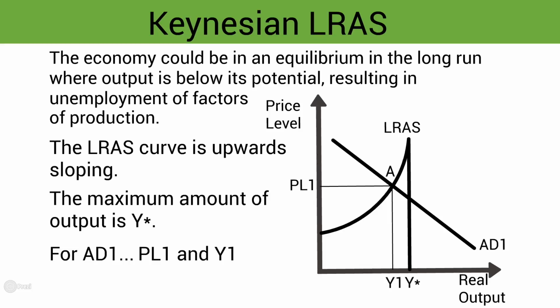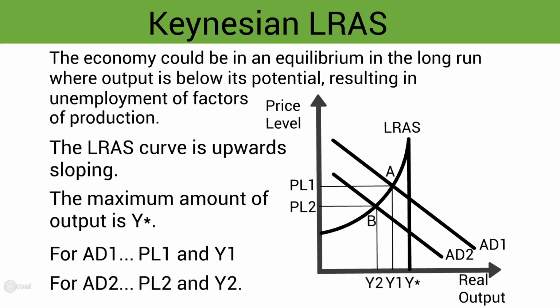Let's suppose now that we have a lower level of aggregate demand in the economy, for example, AD2. With aggregate demand being AD2, the equilibrium in the economy will be at point B, with a price level of PL2 and an output level of Y2. This real output level is less than it was when aggregate demand was AD1, and this means that the economy is in a long-run equilibrium with an even bigger output gap than when we had aggregate demand AD1. The negative output gap for AD2 is Y star minus Y2.